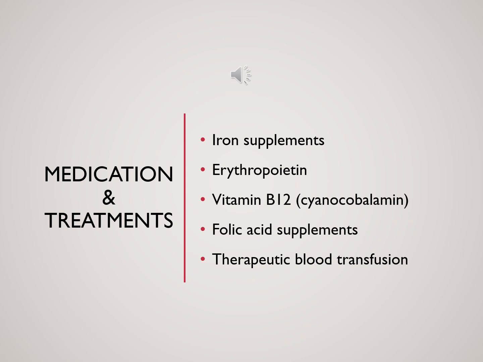So those will be given either IM or deep sub-Q. And the patients will need therapy for life. The injections are typically given monthly. Folic acid supplements, these are definitely needed for the production of new red blood cells.